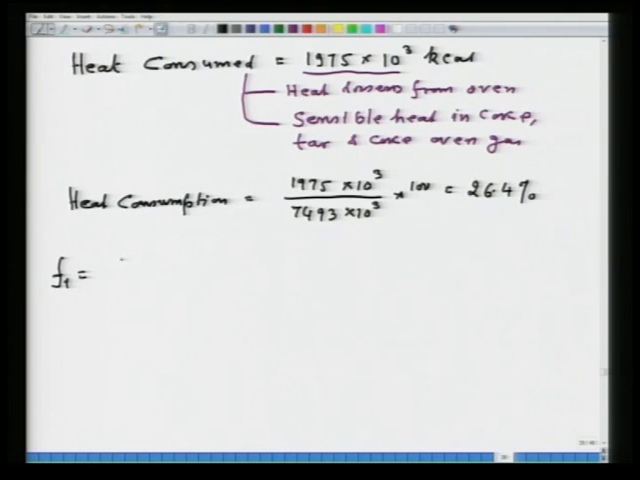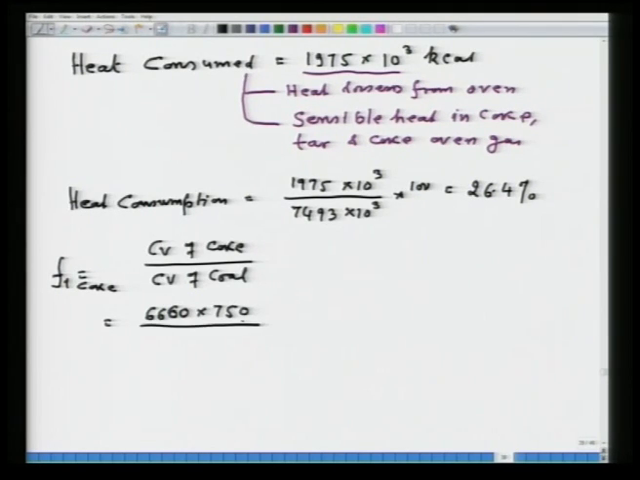Now, we can calculate, for example, the fraction of the calorific value of coal that is available in coke. So, this F1 coke will be equal to Cv of coke upon Cv of coal. So, we have to multiply accordingly 6660 into 750 upon 7493 into 10 to the power 3. If I multiply by 100, I will get it in percent, that will be 66.6%. That means 66.6% of the caloric value of the coal will be available in the form of coke.